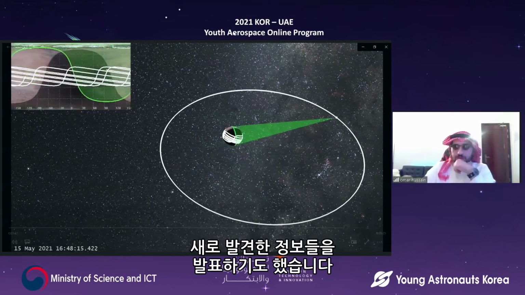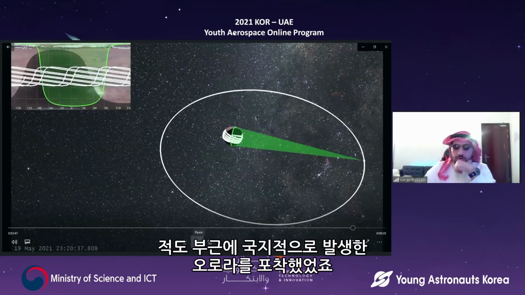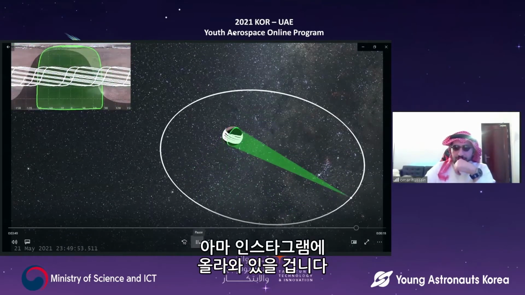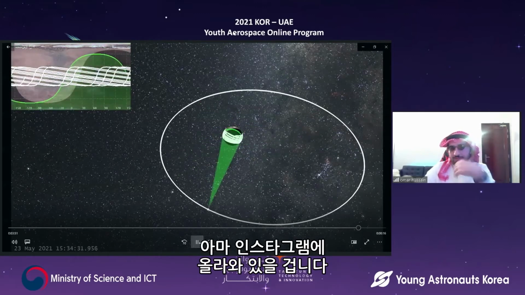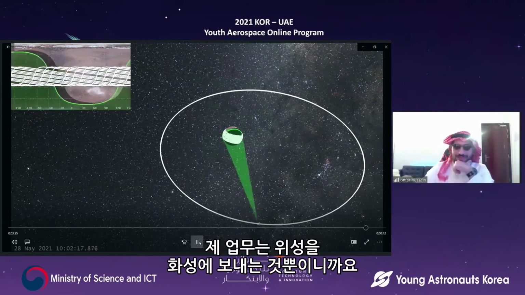And we have released some new findings, like the localized auroras and some other findings that I think the science team released on Instagram. They're more knowledgeable than me regarding that. My job is just to get the spacecraft there.